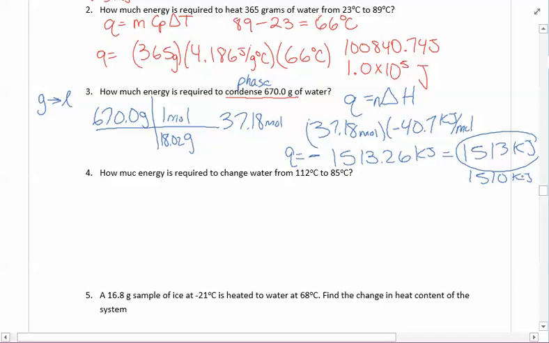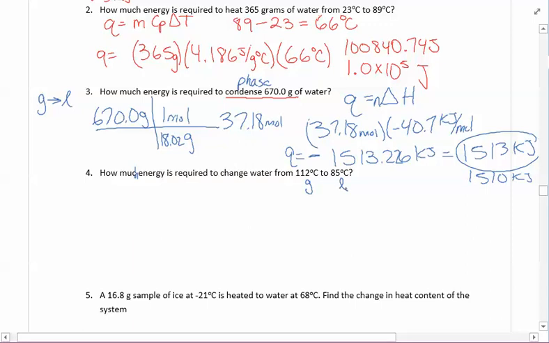Okay, so up to now we've had only one process occurring. So we've either had one phase or one phase change. The thing is, sometimes we have more than one thing happen, and we have to break it up into the components. So for the next one, we're asking how much energy is required to change water from 112 to 85 degrees Celsius. So with 112, we have a gas, and at 85, we would have a liquid.